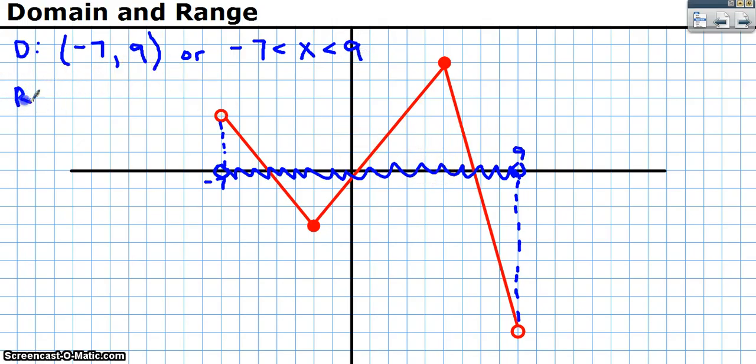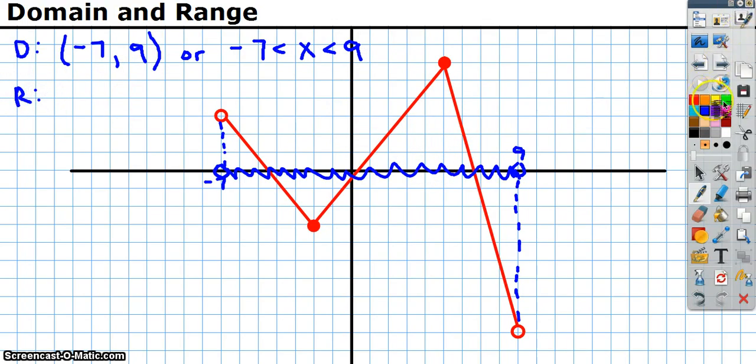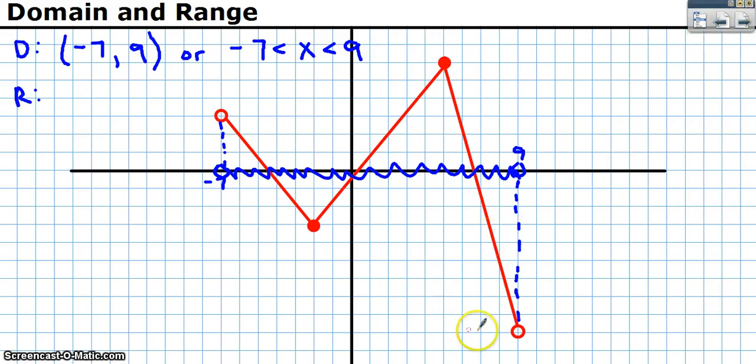Okay, for range, we want to do pretty much the same thing, except we're going to map it to the y-axis instead of the x-axis. So I'm going to take this bottommost point here, and map that over to the y-axis, negative 1, 2, 3, 4, 5, 6, 7, 8, 9. And then this highest point maps over here, 1, 2, 3, 4, 5, 6. And again, just imagine that you're scrunching that entire graph onto the y-axis. There would be an open circle here, there would be a closed circle here, and then that entire graph would be smashed on top of here, and it would shade that whole part in.